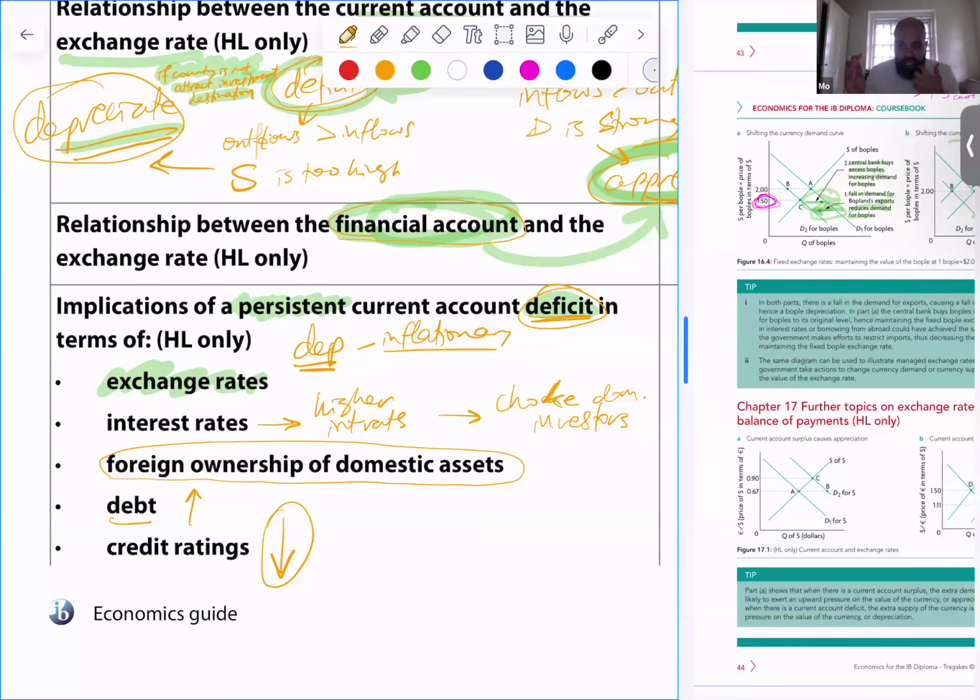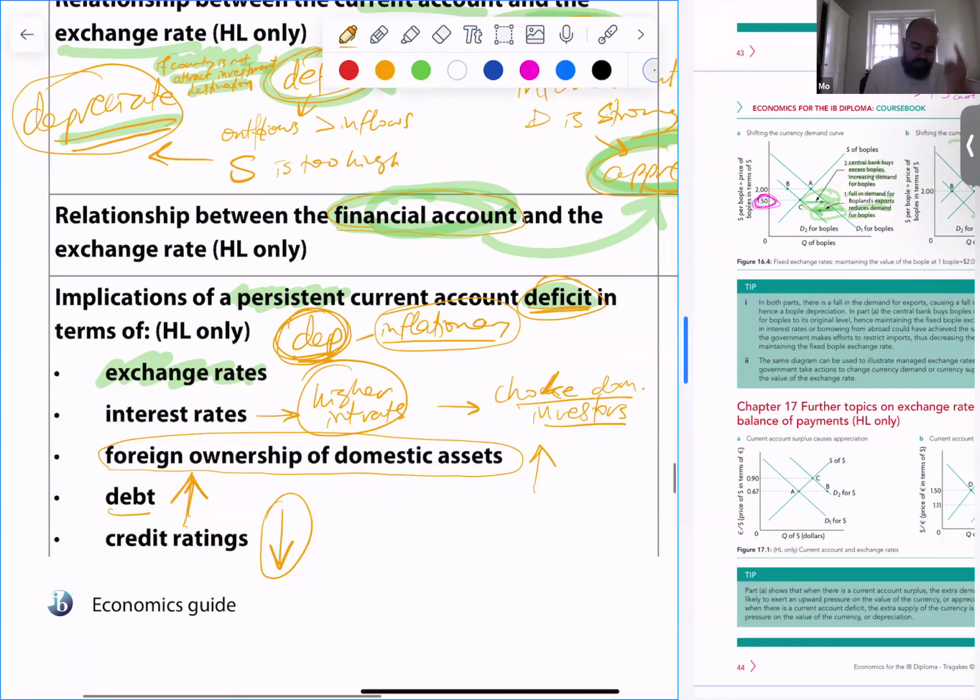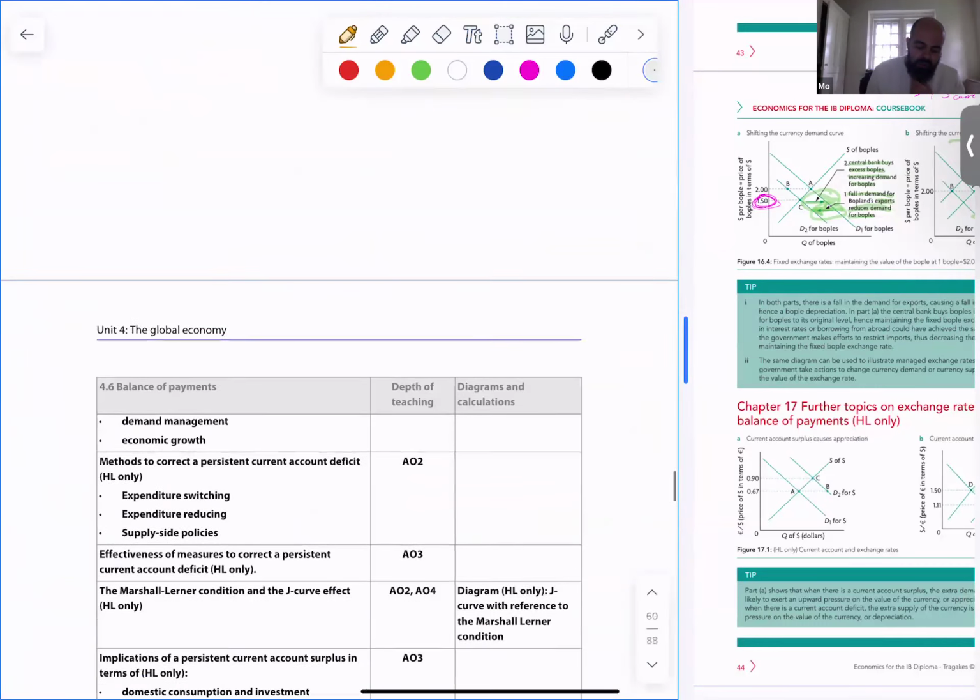So again, if there's a persistent current account deficit, your currency will depreciate if it's floating, which can be inflationary. The central bank might pursue a policy of higher interest rates, which will attract foreign investment, but chokes domestic investors and consumers, and makes it more difficult for them to borrow. Foreign ownership of domestic assets will increase. Foreign debt will increase. Credit ratings might decrease. So these are the problems.